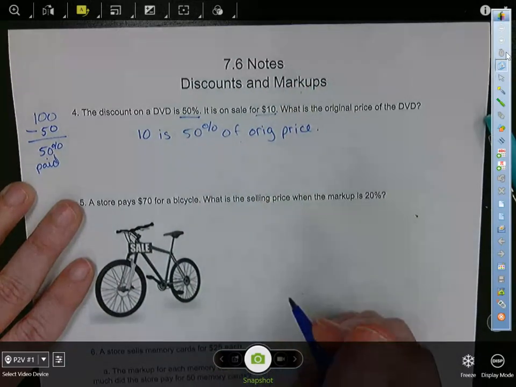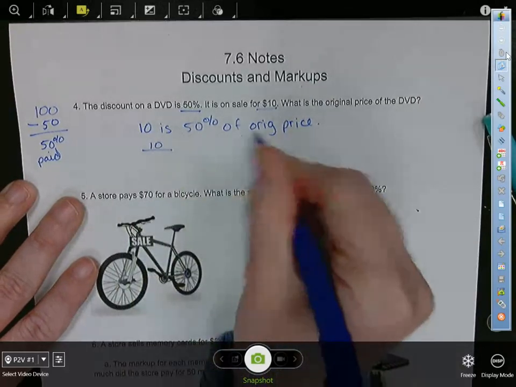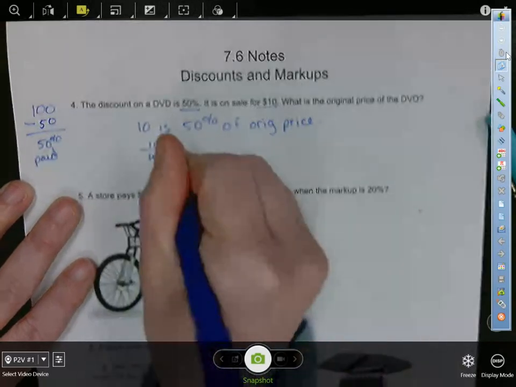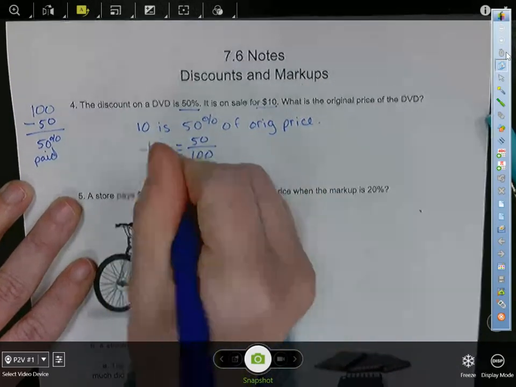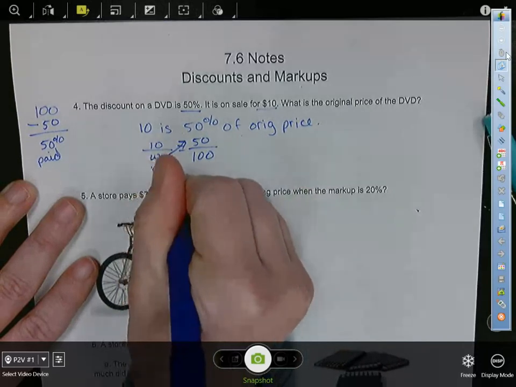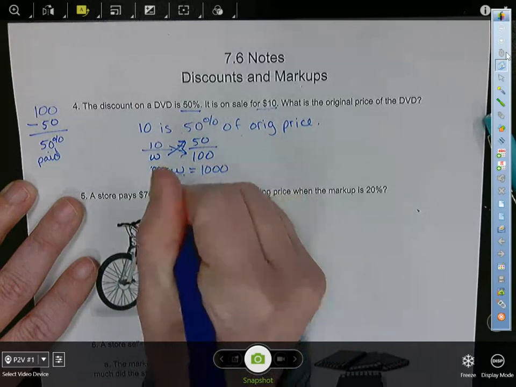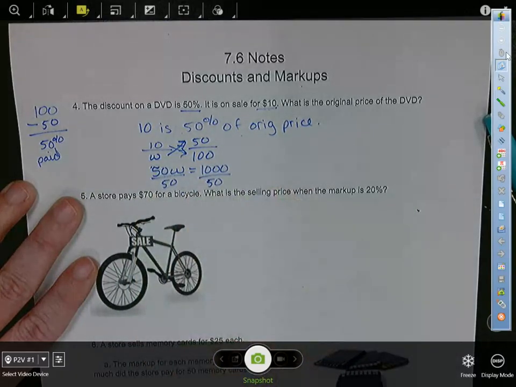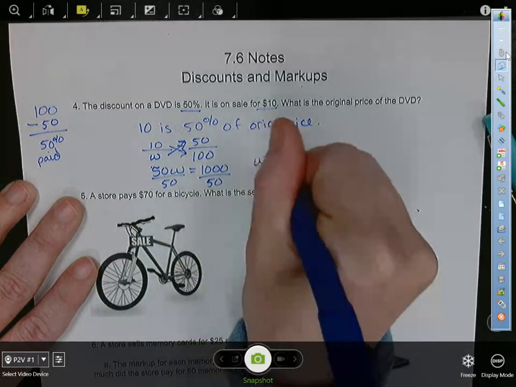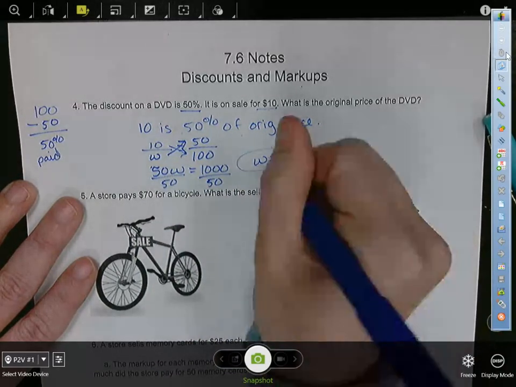Okay, and now I just set up my proportion. 10 would go on top. I don't know the original price, so it goes on bottom. 50 over 100. Then we multiply. W times 50 is 50W. 10 times 100 would be 1,000. And we divide both sides by 50. So what's 1,000 divided by 50? Yeah, so hopefully you got W equals 20. So the original price was $20.